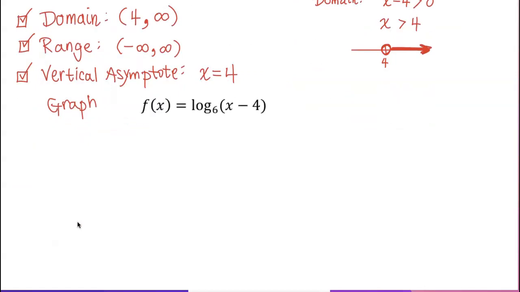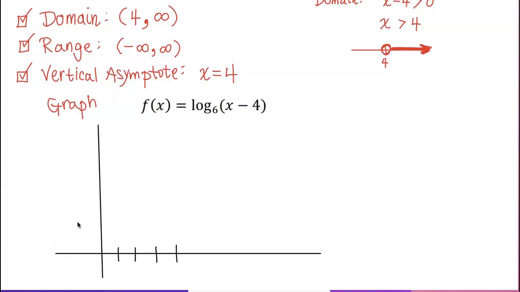So let's draw the x-axis and y-axis. Here's the x-axis and here's the y-axis. But we know this graph is shifted 4 units to the right because of that horizontal translation. 1, 2, 3, 4. So we will draw a vertical asymptote at x equals 4.